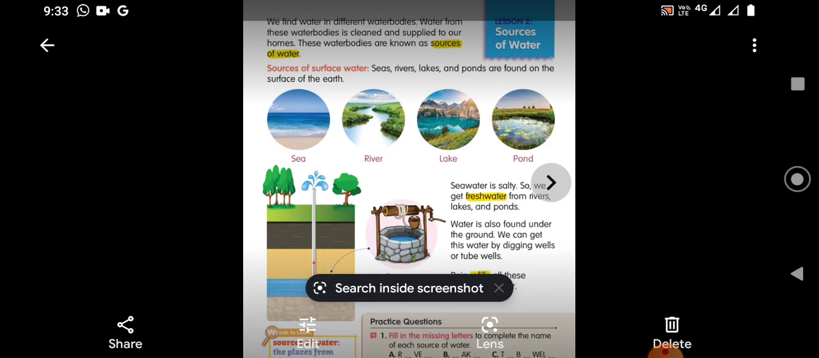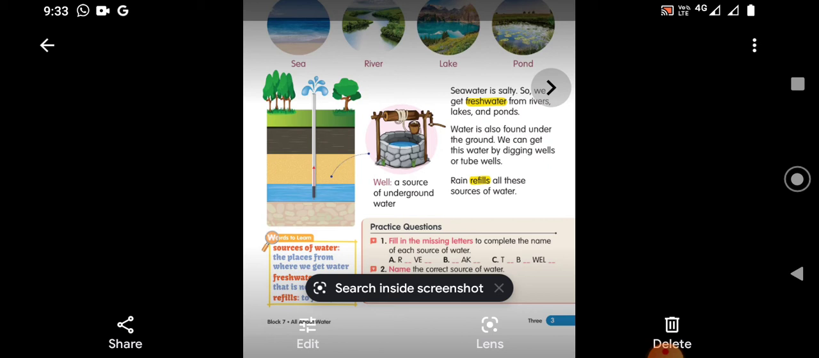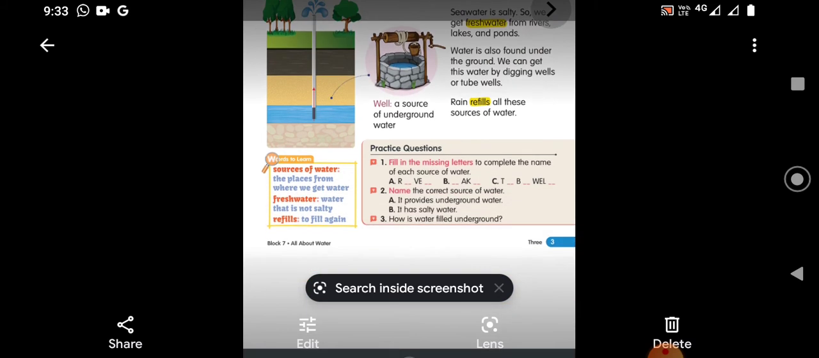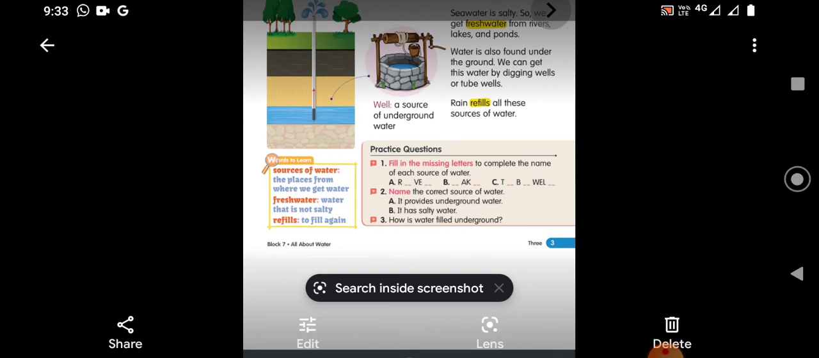How it went under the ground, children? Yes, by the rain. We can take this by digging wells or sending the tube wells. You see the tube well picture, 2 pictures. Rain refills all these sources of water, whatever it might be, surface or underground. How it is getting filled, children? Because of the rain. Now let us try to answer the practice questions as usual, children.